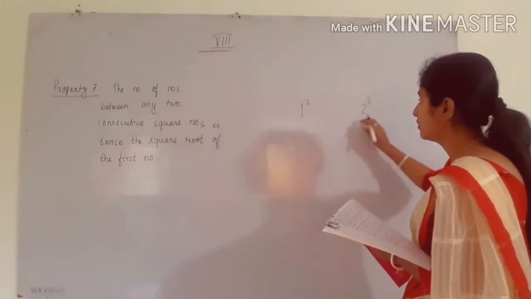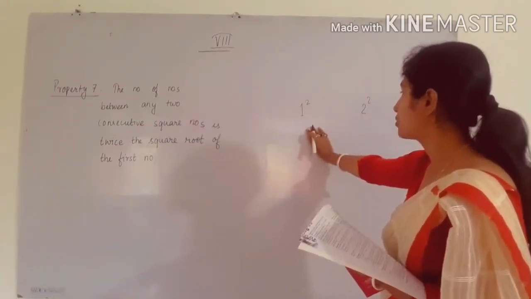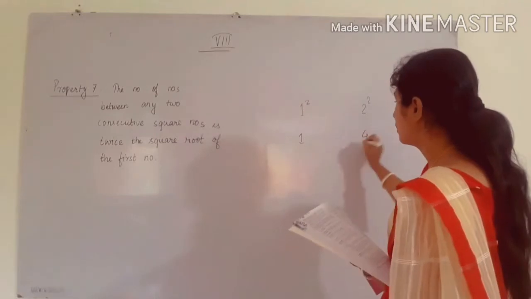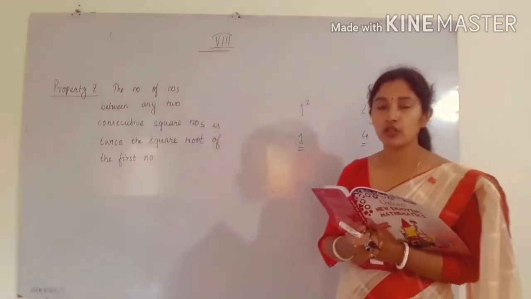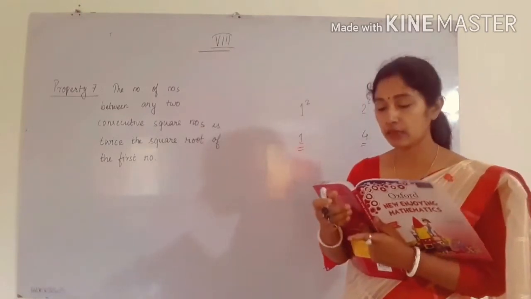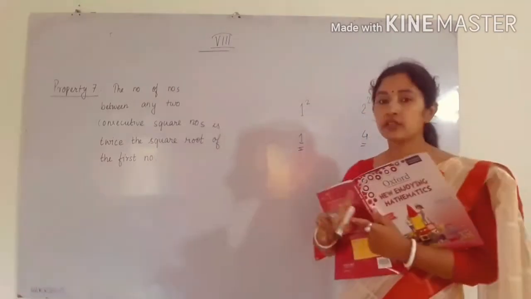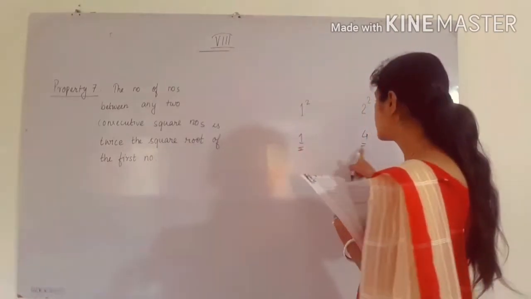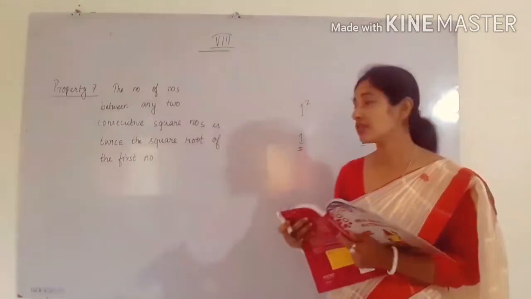Between these two you have to take the two consecutive square numbers. So this is 1 and 4. You know what is the meaning of consecutive? That means one after another. So here 1 is the first square number and 4 is the second. That means the consecutive of 1 is 4.